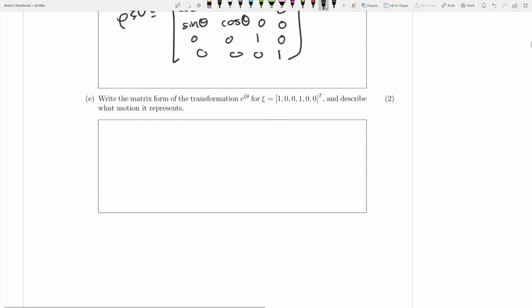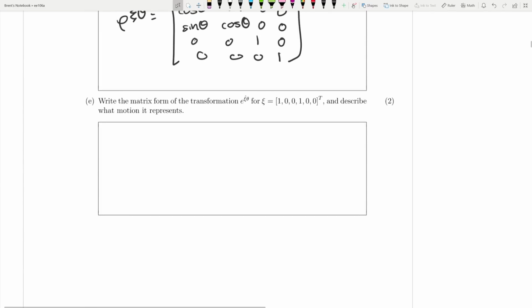Next, we have part E, which again asks us to find the matrix form of this transformation, e to the twist hat theta, given a twist vector which now has screw motion. So this has both the v and the omega. And they both only have terms in the x-axis.